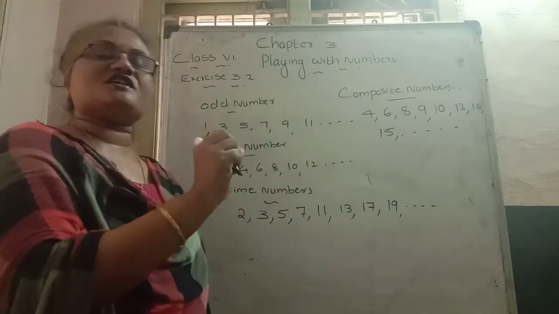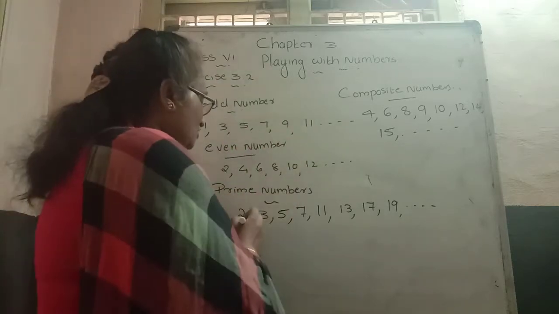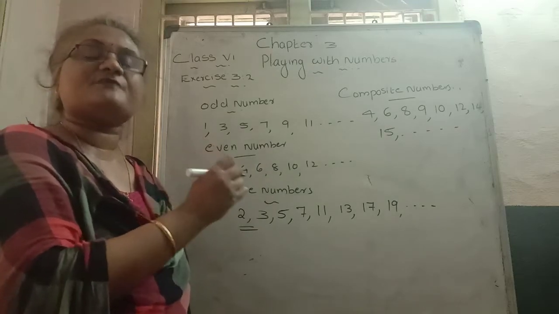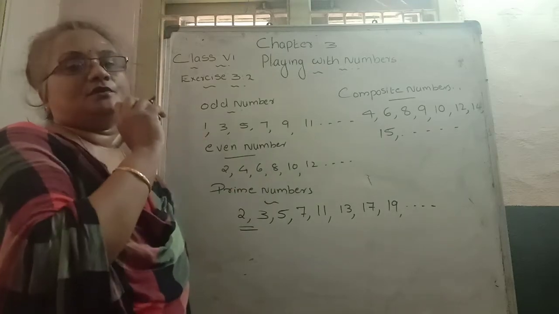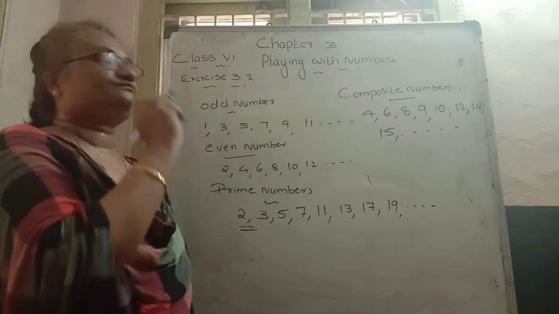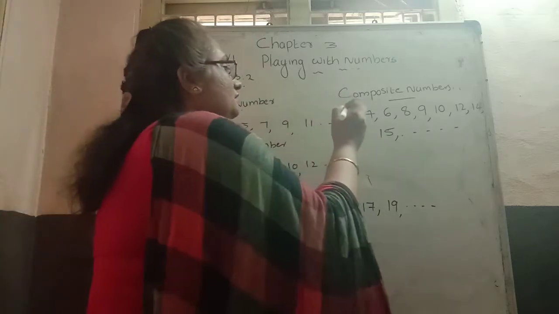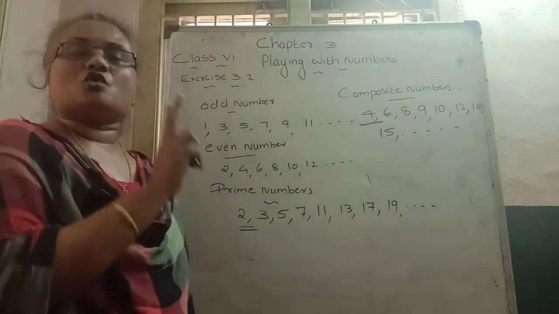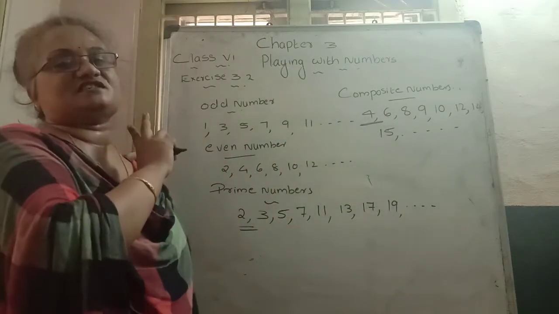Which is the smallest prime number? 2 is the smallest prime number. Then which is the smallest composite number? 4 is the smallest composite number.